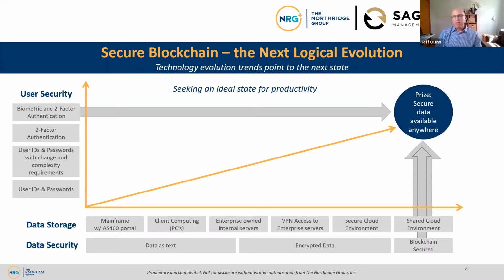Looking at it from one other perspective on the left-hand side, user security has evolved also to the point where a fully evolved user credentialization will likely comprise both two-factor authentication as well as biometrics. Some people, of course, are utilizing those today. And what you can see is that between the blockchain DLT environment and the security that comes with it and good user credentialization, you can attain the prize of secure data available anywhere, which is the inherent benefit of improving the velocity and efficiency of business processes.